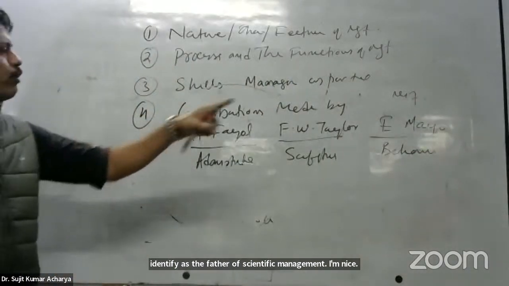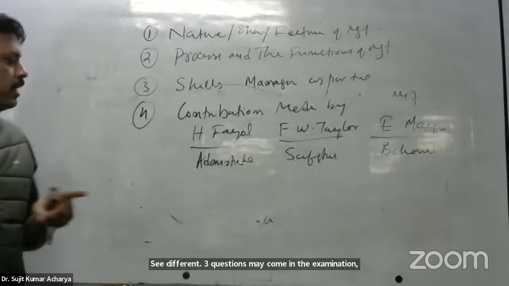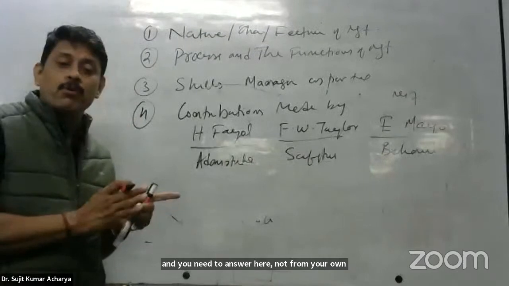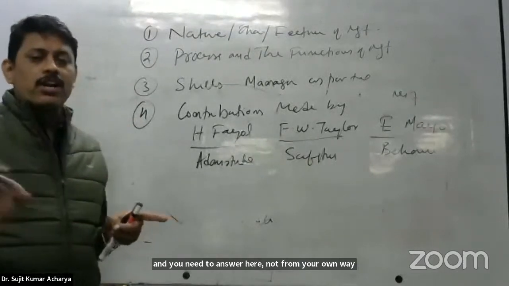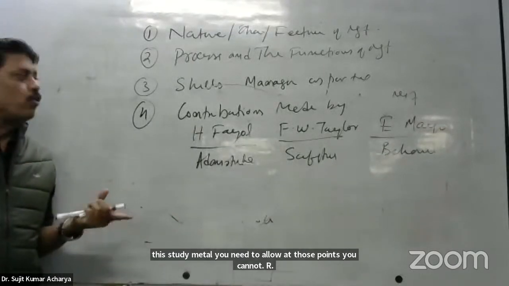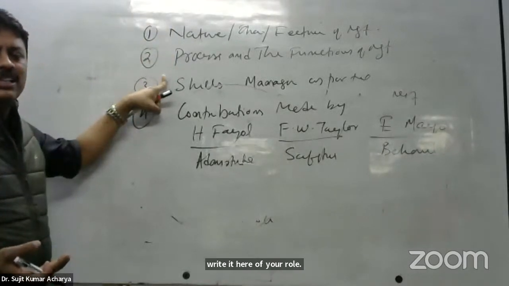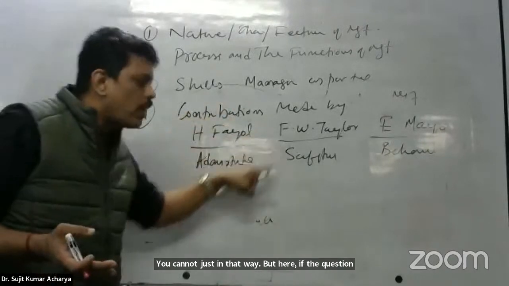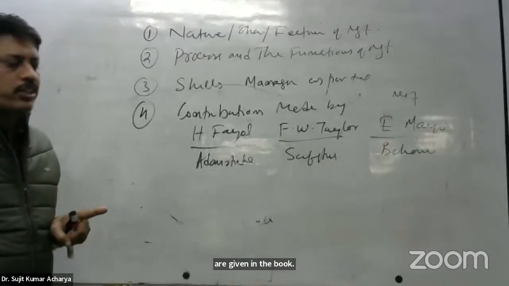See, these 3 different questions may come in the examination. And you need to answer here not in your own way. Whatever is given in the book, whatever is given in the study material, you need to elaborate those points. You cannot write the answer of your own. You can adjust in that way, but here, if the question comes, you need to elaborate whatever points are given in the book. To the point, you need to answer the questions.